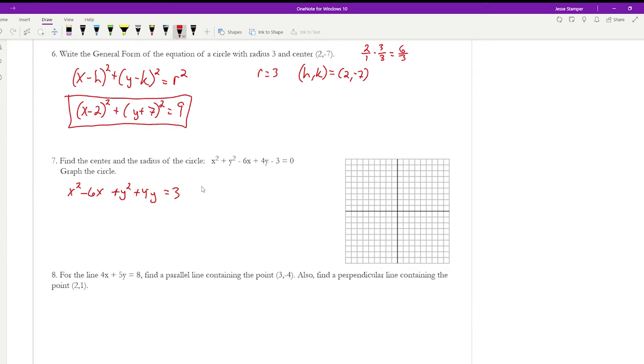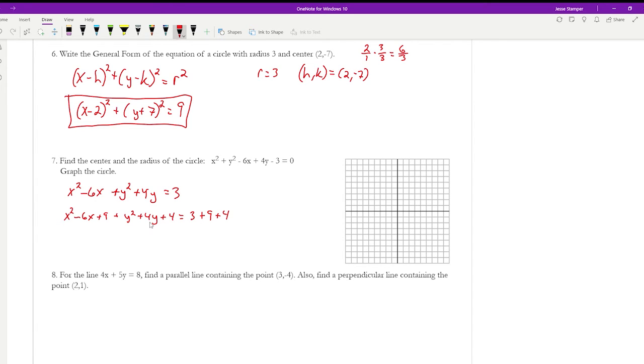Now we have to complete the square for both x and y. So x squared minus 6x, negative 6 is the b. So realistically, to write this out, we have to have x squared minus 6x. Half of 6 is 3. Negative 3 squared is plus 9. y squared plus 4y. Half of 4 is 2. 2 squared is 4. And we have our 3 plus 9 plus 4.